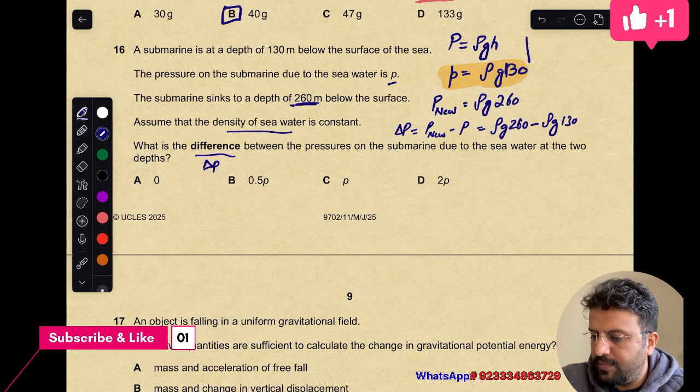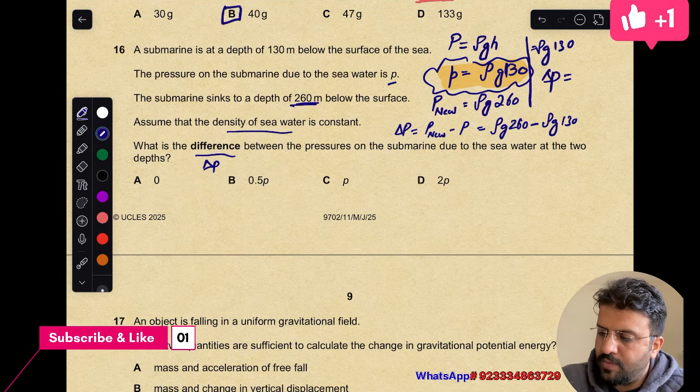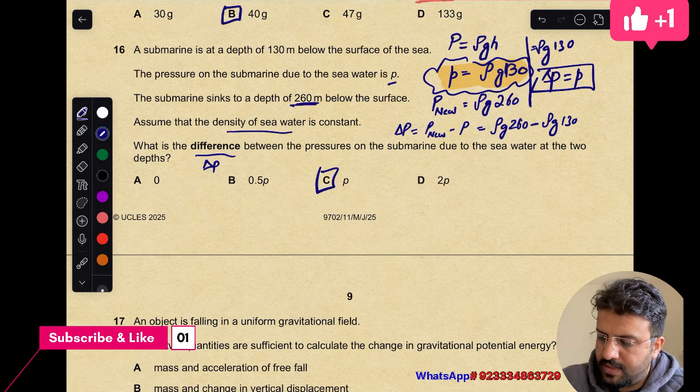When you subtract them, you will get rho g 130. And we know that rho g 130 is equal to small p, so I can say the change in pressure is equal to p. So the option is C.